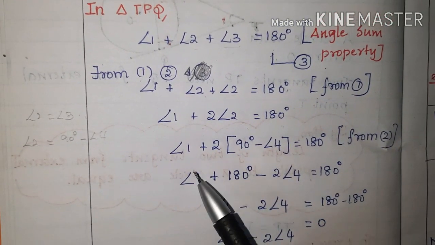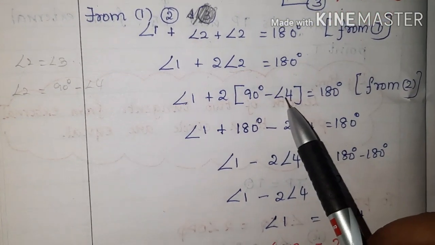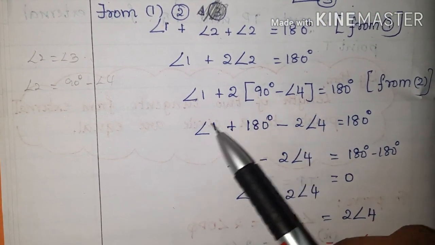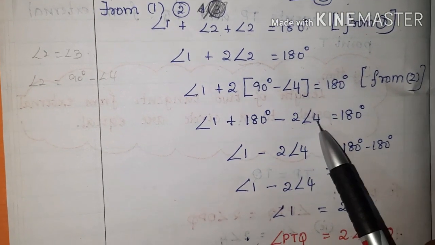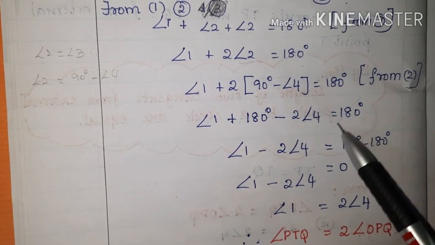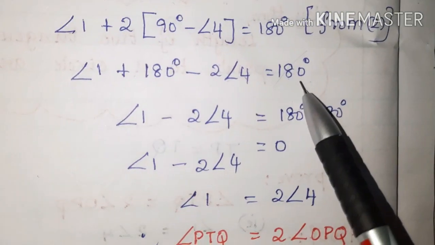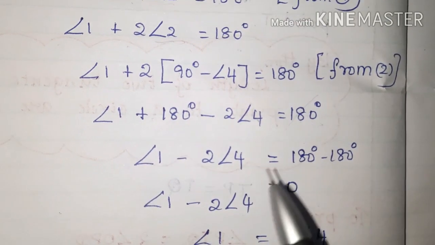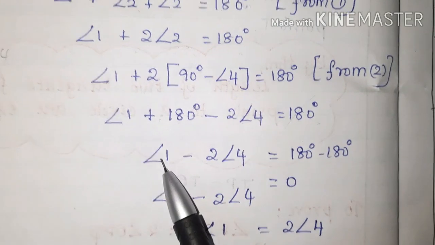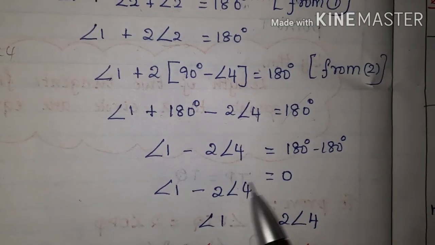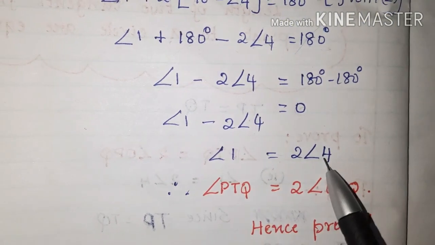And now let's apply the next equation. What is angle 2? 90 degrees minus angle 4. Okay. Now multiply 2 inside, you get angle 1 plus 180 degrees minus 2 times angle 4 equal to 180 degrees. You can straight away cancel 180 because on either side of the equal sign, if both the terms are of the same sign and value, you can cancel it. So it becomes 0. Okay. So angle 1 minus 2 times angle 4 is equal to 0. So angle 1 is equal to 2 times angle 4.